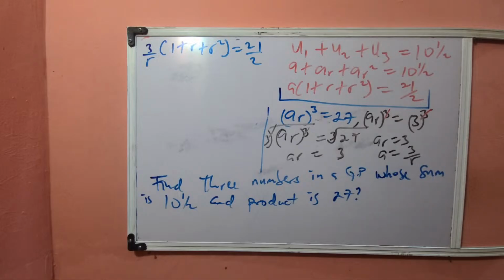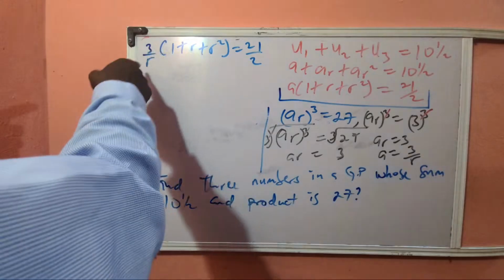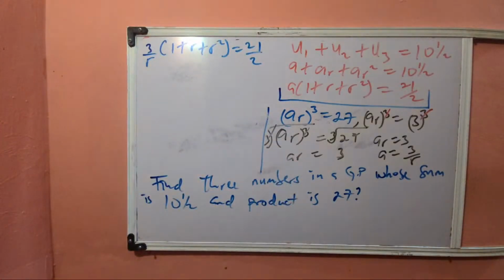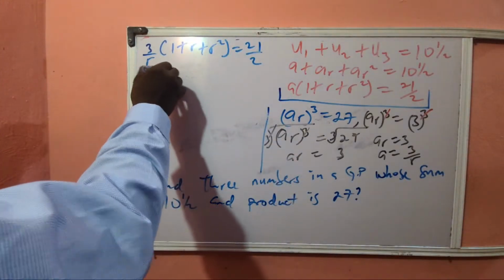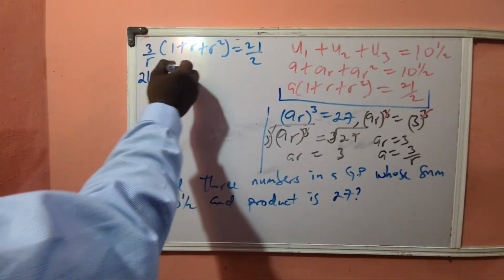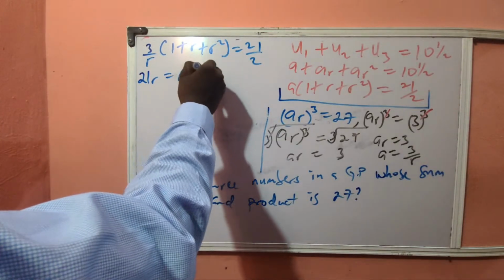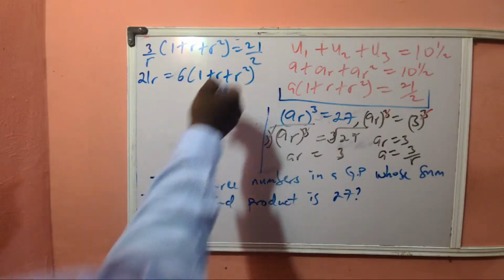So what else do I have to do now to get the values I'm looking for? Of course, I'm sure you all agree with me that I can make use of cross multiplication at this point, and that's so nice to do. So I take R to multiply 21, I will have 21R. I take 2 to multiply 3, I have 6. 6 times (1 plus R) squared.